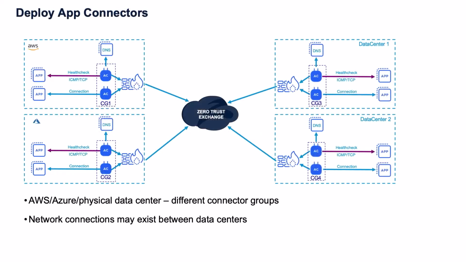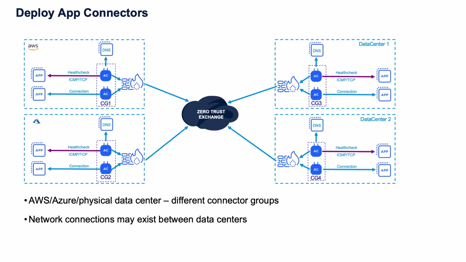So in my example I used previously, we have AWS, we have Azure, we have our 2 data centers. We create a connector group in each of them. Each of those connector groups routes out through the firewall to the Zero Trust Exchange. Each of those connector groups has a DNS configuration, their local DNS server. Each of those app connectors has the ability to make health checks to the application and make connections to those applications.